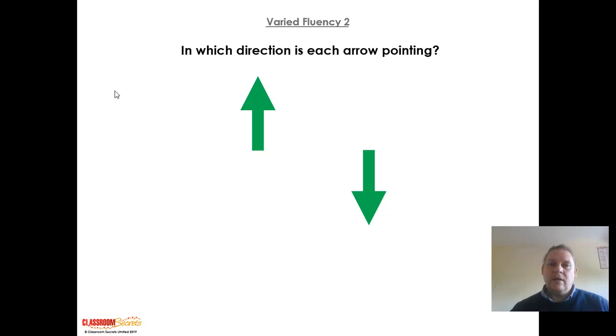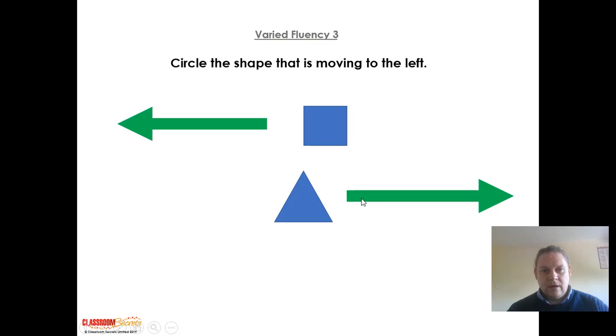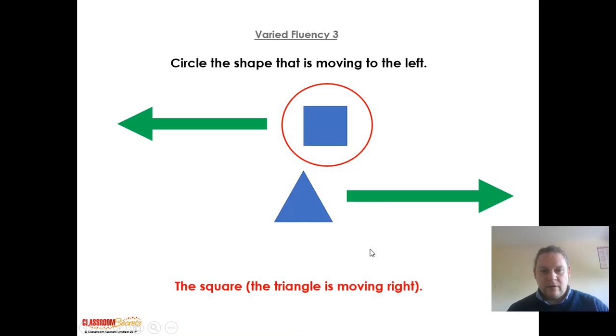Which direction are these arrows pointing? What's the first one here? Where's that pointing? We say that's up, and this one is pointing down. Circle the shape that is moving to the left. Which shape is moving to the left? Is it the square or is it the triangle? It's the square that's moving to the left.